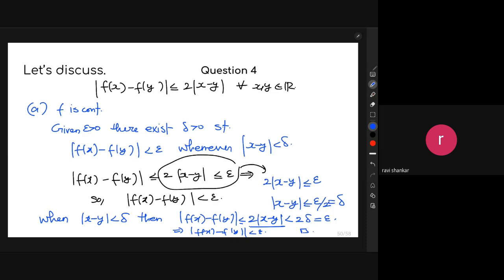Does this make sense? Does the argument make sense? So it proves that f is continuous at x, and x was chosen arbitrarily, so f is continuous for all x in R. Okay.